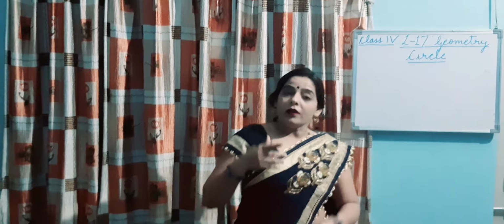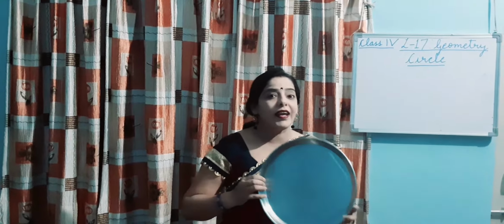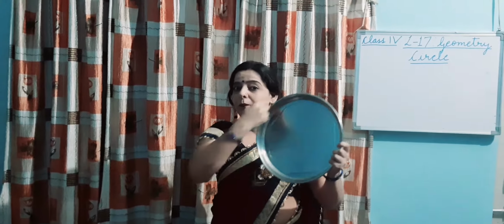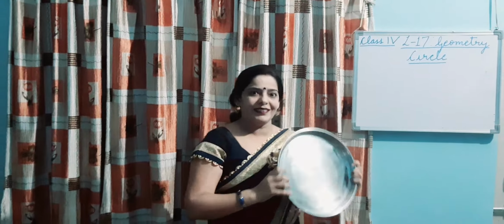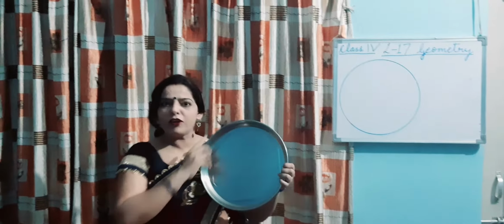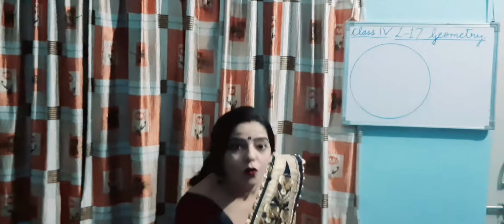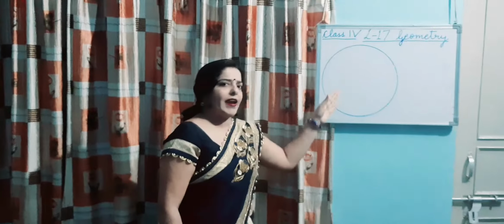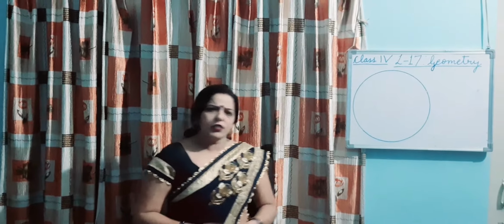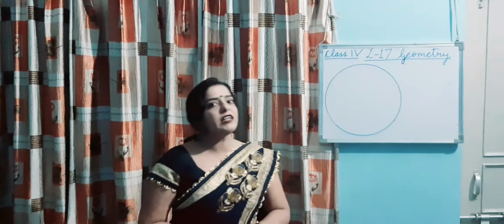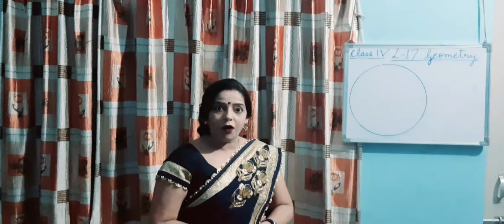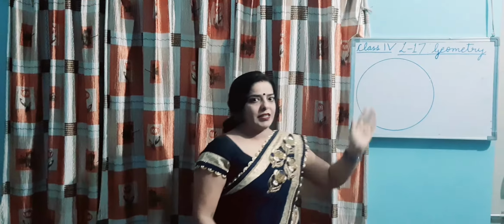Now, to understand the circles better, I am going to trace boundary of this big plate to get a circle. After tracing the boundary of this big plate, I got this circle. Now, we need to define this circle. Defining does not mean that we need to learn the definition. Now, we are going to describe it.